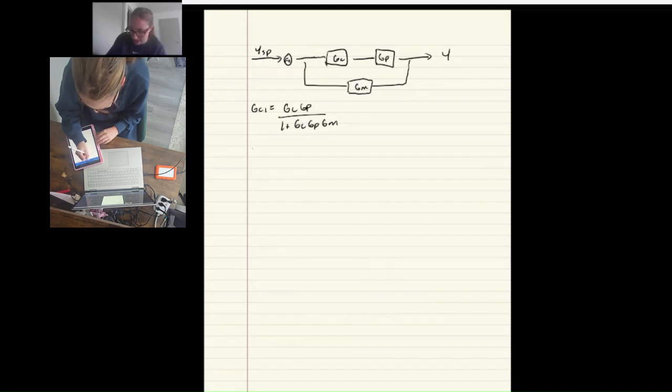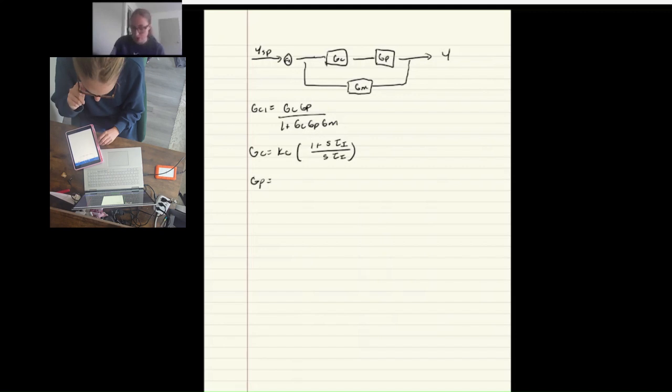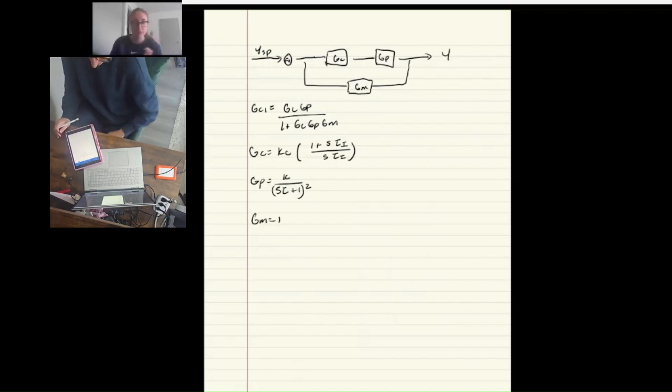Next is our GC, right? So we want our GC, which is our KC times 1 plus S tau I over S tau I. Then we have our GP, which is equal to K over S tau plus 1, and remember when we said it was second order, so this is going to be squared. And then we have our GM, which is equal to 1. So then we want to plug this all back into our GC1.